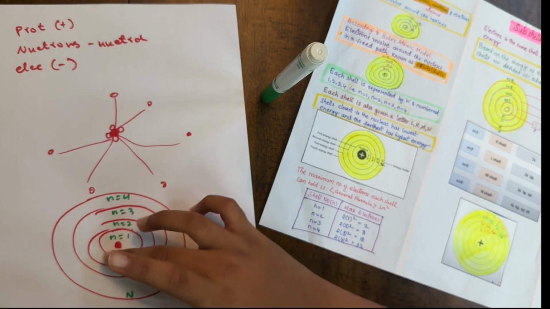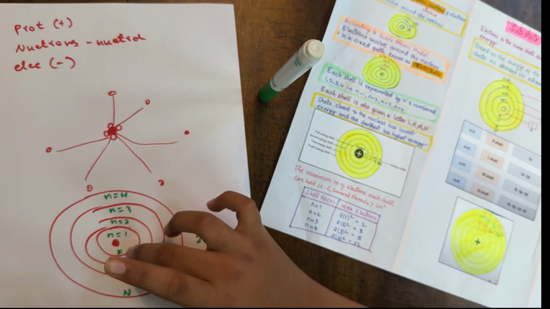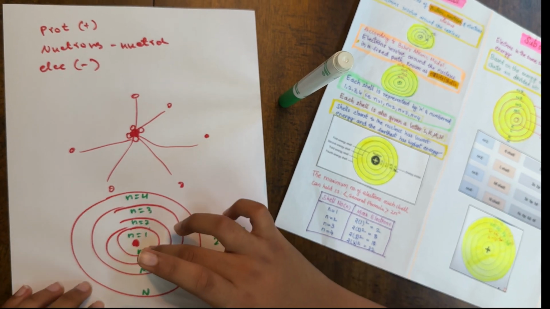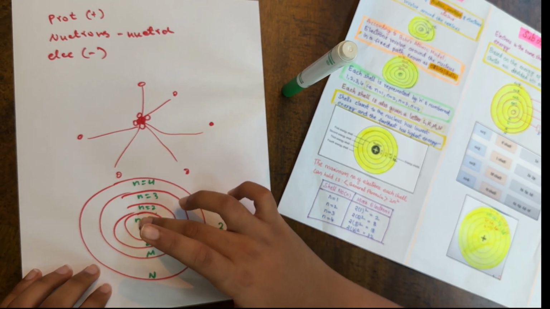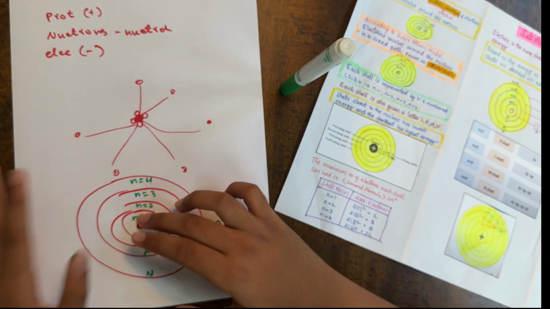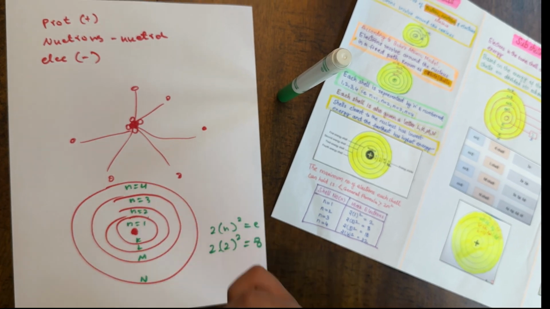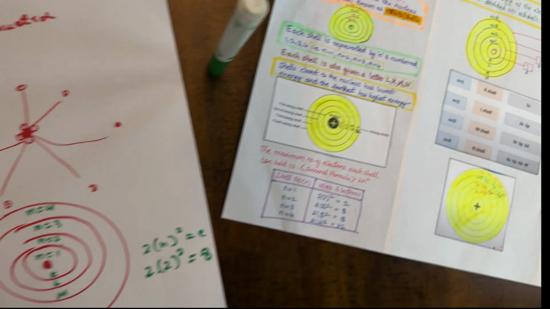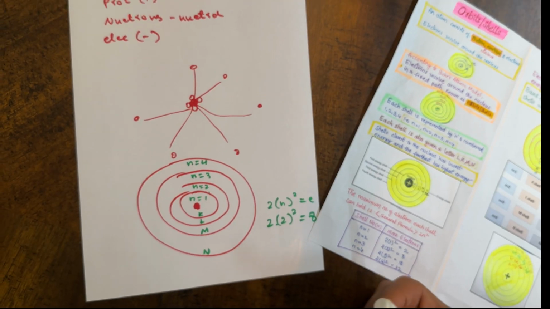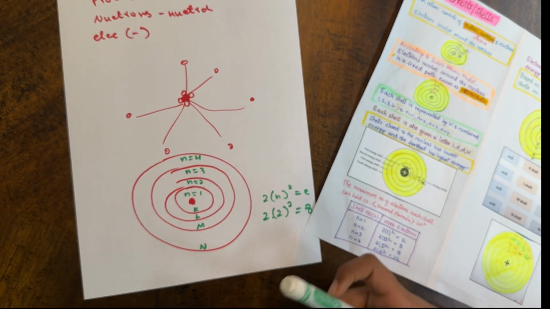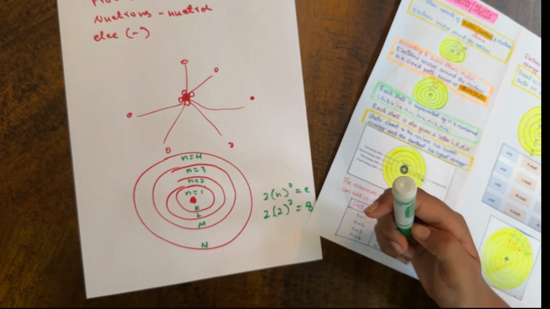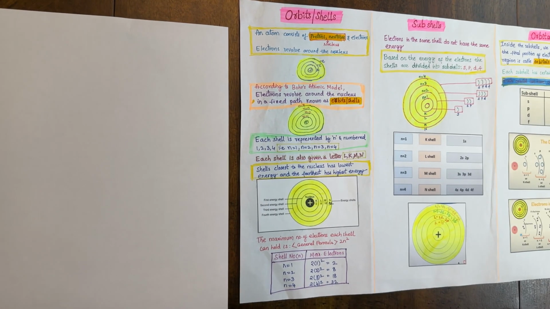If it has the lowest energy, it stays in this first circle, K, because it doesn't have that much energy, and because it is negatively charged and closer to the positively charged protons, it needs that very small distance to stay attracted. If it was all the way out here, that electron would just float off. Orbits are basically paths where electrons revolve around the nucleus based on the energy and the number of spots there are. So now let's move to subshells.